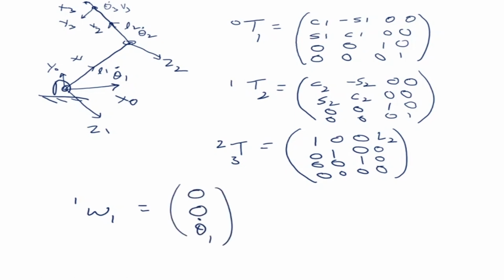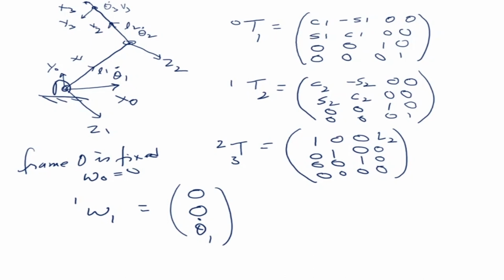So frame 0 is a fixed frame. Frame 0 is fixed, so omega 0 is equal to 0. It's not moving, it's not rotating, right? It's a fixed frame. And hence the velocity of the first frame is its own velocity. There is no velocity coming from the previous frame, which is equal to 0 0 theta 1 dot.